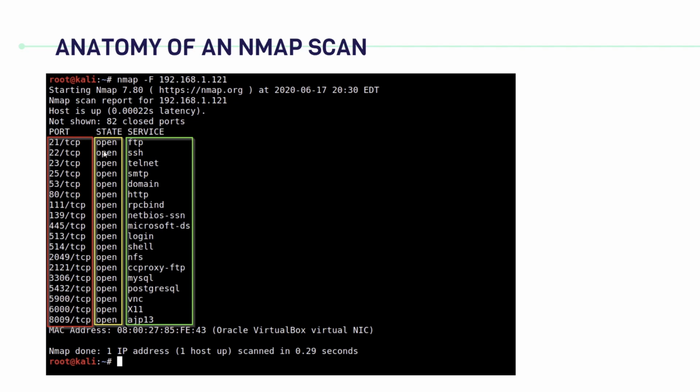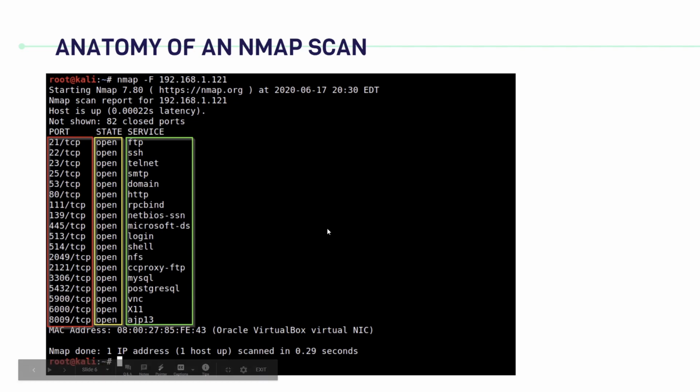When the port state is filtered, it means there could possibly be a stateful firewall. And then we have the service that's running. However, we haven't performed service version detection, so it won't display the version that's running on those particular ports. In this case, you can see for port 21 we have FTP, for port 22 SSH, and so forth. And finally, it gives you the MAC address of the target, and a summary tells us that the host is up and the scan completion time.